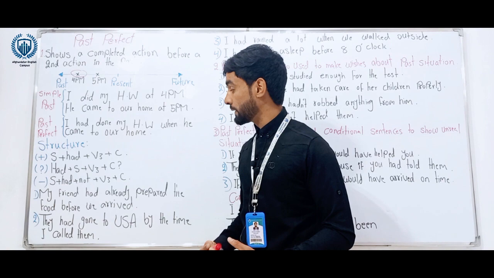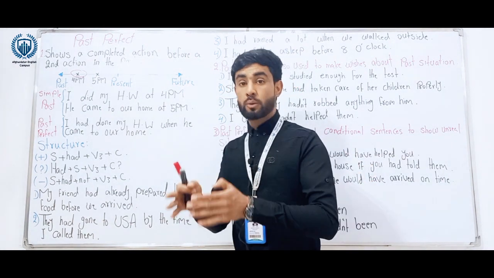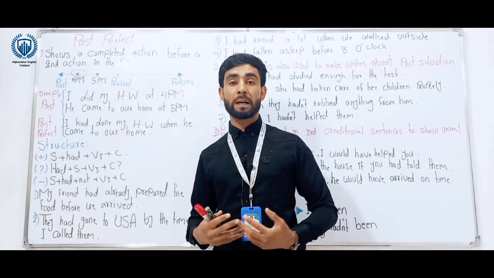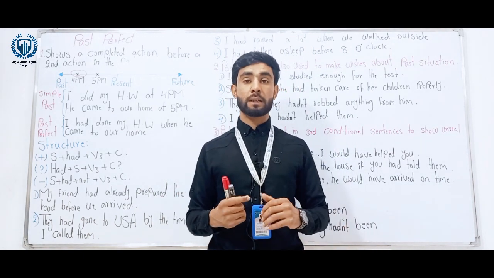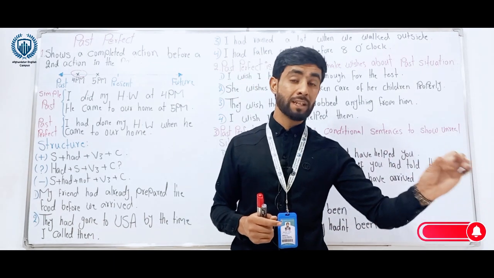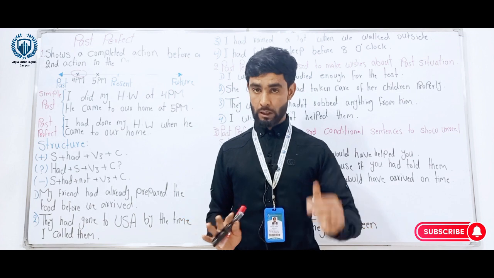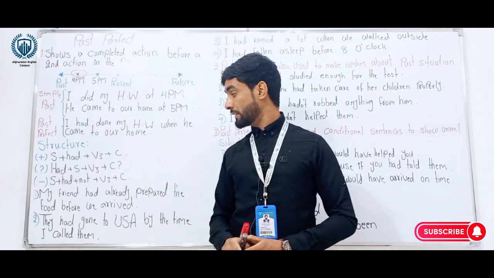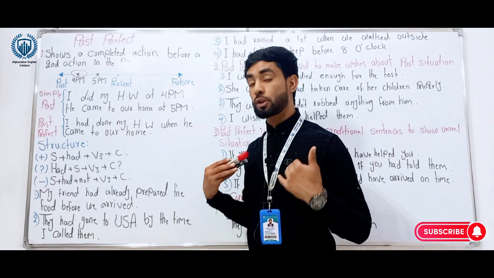So my friend had already prepared the food before we arrived. This is a past perfect action. First, the food was prepared. Second, we arrived. It means my friend invited us to his house, and by the time we arrived, he had already prepared the food. Hope it's clear. The second sentence: they had gone to the USA by the time I called them.